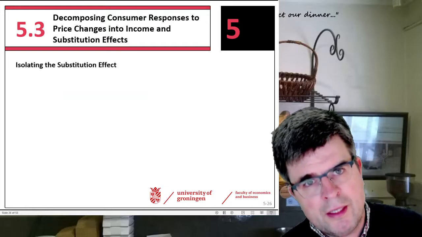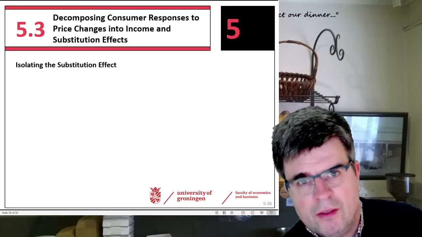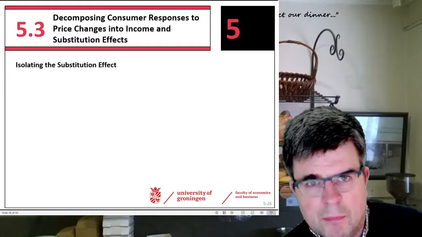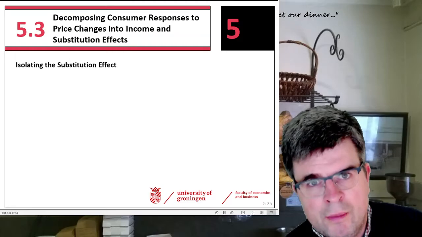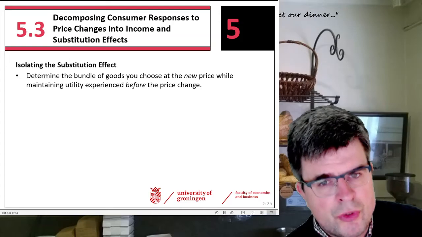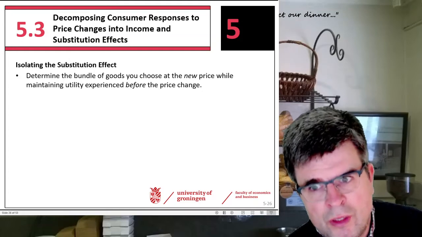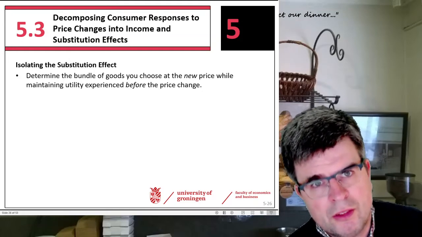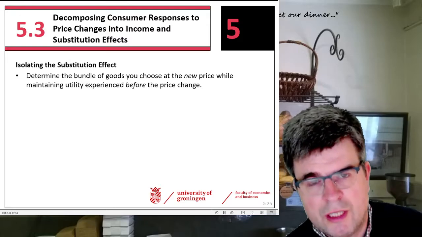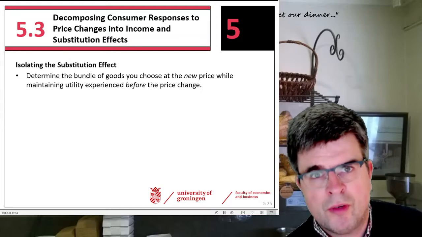First, we're going to isolate the substitution effect. Decomposing means that we are going to dissect the total effect into the two components, the substitution effect and the income effect. And first we focus on the substitution effect. So we determine the bundle of goods that you choose at the new price and the new relative prices while maintaining the utility experienced before the price change. Maintaining the same utility level just means that you stay on the same indifference curve associated with the utility that you already got.